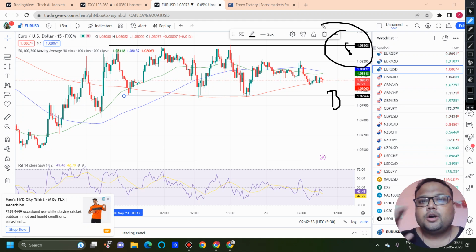During the news, do not try to buy at support, sell at resistance, because that will not work. Whenever fundamentals dominate the market, technicals will fail. And moreover, this level we have derived from the 15 minutes time frame, which is already not very reliable.